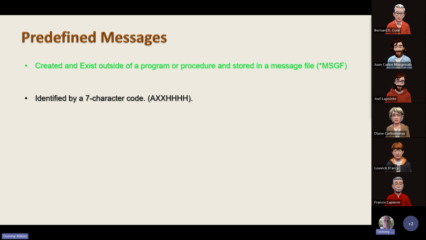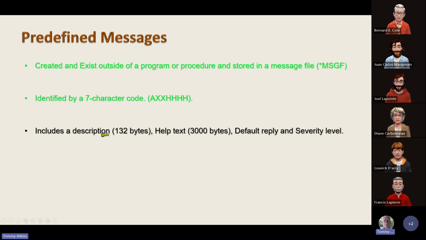Yeah. Okay. This is the operating system's message file. But if you have your own message file, that's perfect, because you then know what a predefined message is. Okay, the next thing about message files is it includes a description of 132 bytes maximum, which is what we call our first level text. And then we have up to 3,000 bytes of help text. It carries a default reply and a severity level. So that's part of a description of a message.